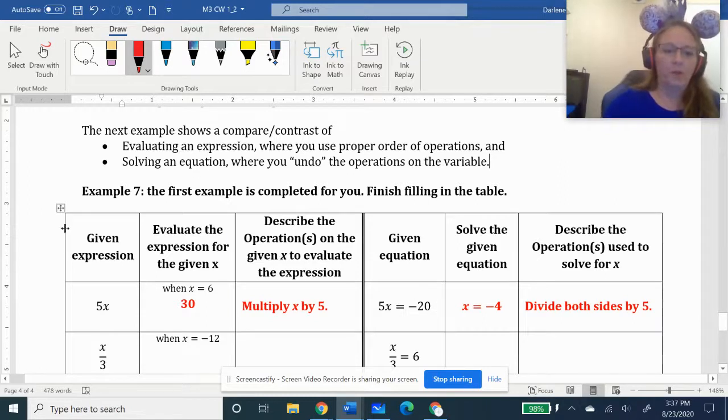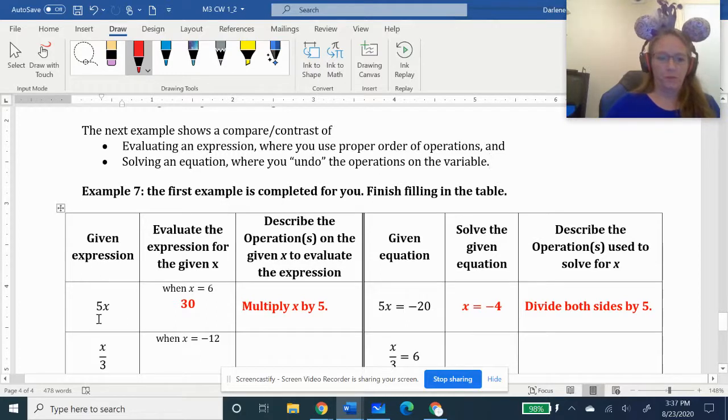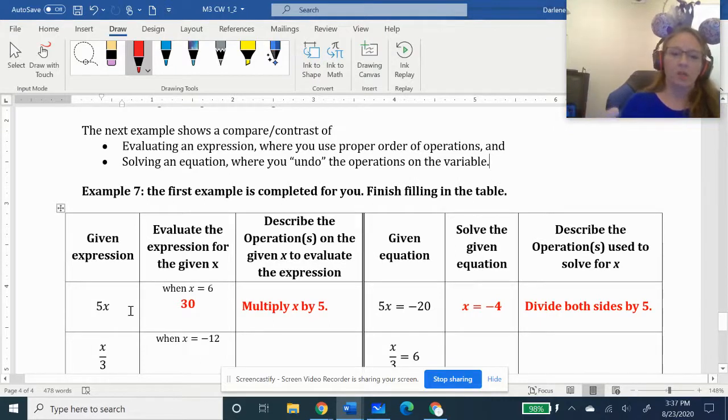So over here on the left side, we're dealing with expressions. An expression 5 times x. You're going to do the operation in a forward direction when you need to evaluate an expression. So for example, if I let x equal 6, then I'm going to multiply that x by 5. And so if the x happens to be 6, then I'm going to get 30.